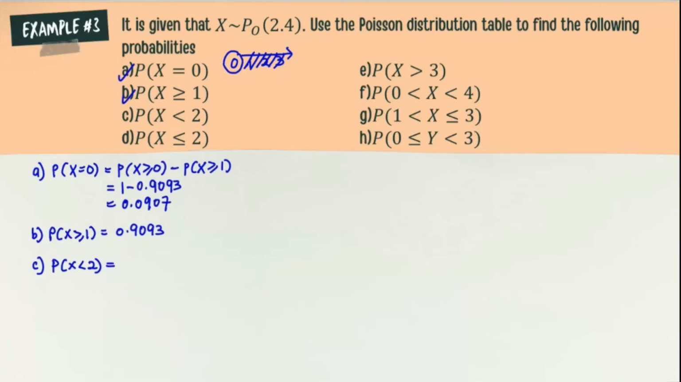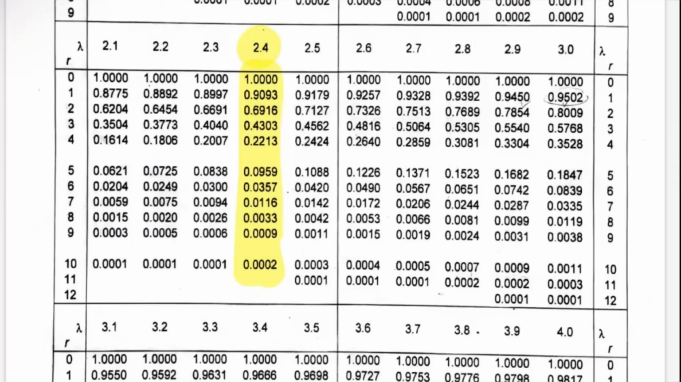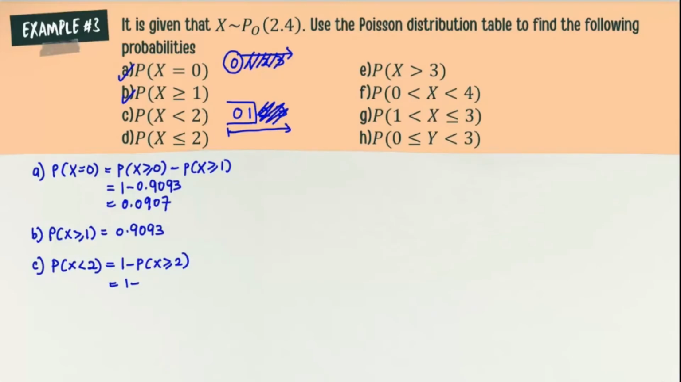Okay, less than 2. So 0, 1, 2, 3. So kita nak less than 2 maksudnya 0 hingga 1 sahaja. So kita akan buat 1 tolakkan dengan hilang terus 2, 3. Okay, so it will be 1 minus P of X greater than or equals to 2. Kalau 2 berapa? 2 adalah 0.6916. 1 tolak 0.6916, kita dapat jawapan 0.3084. Okay, so ini untuk C.